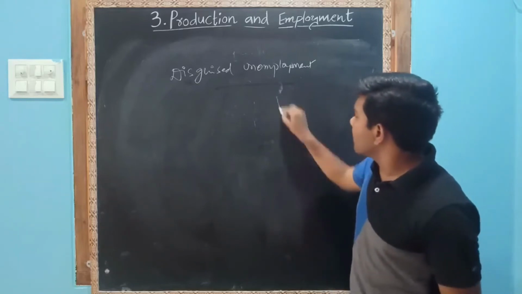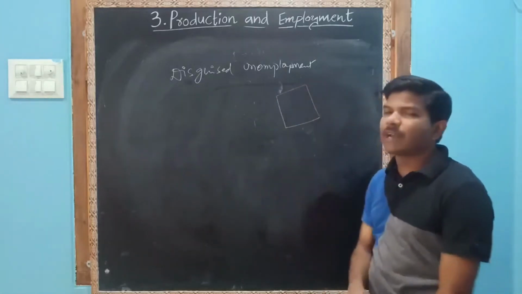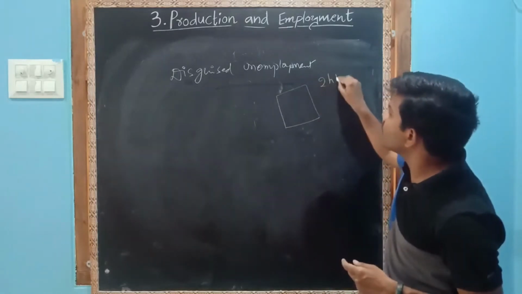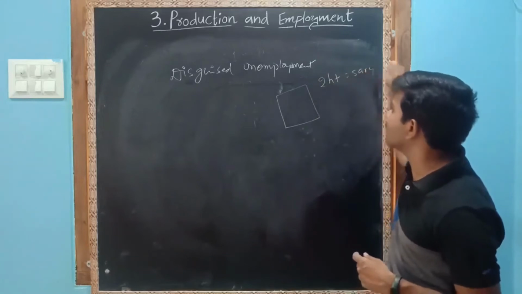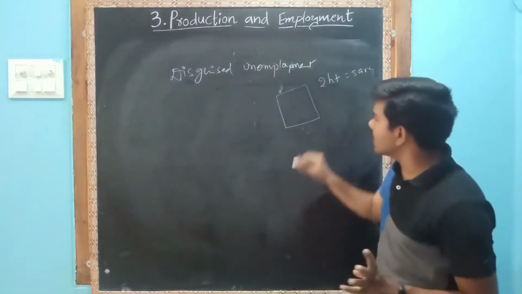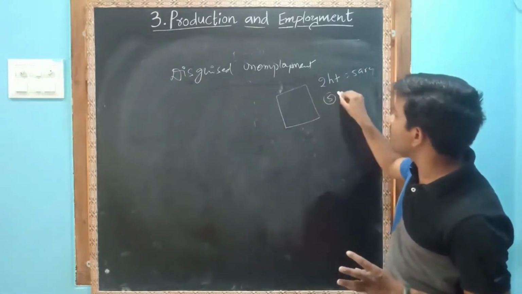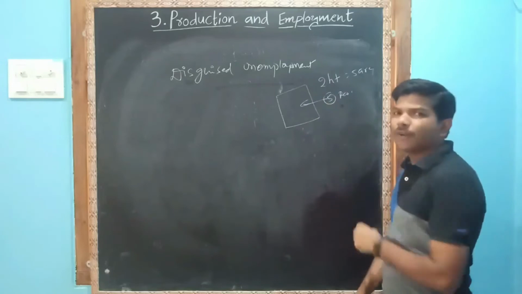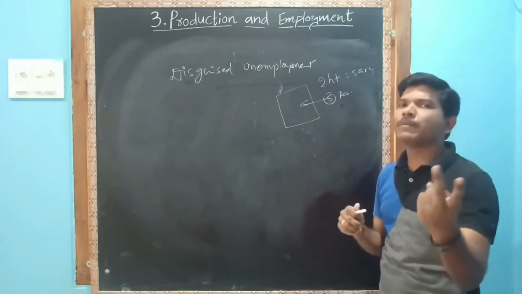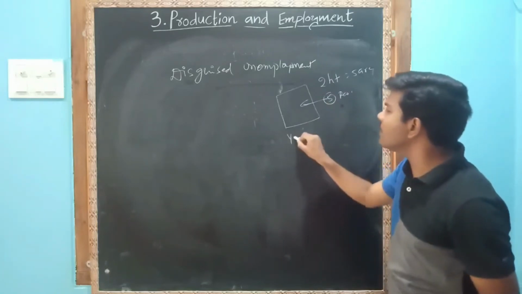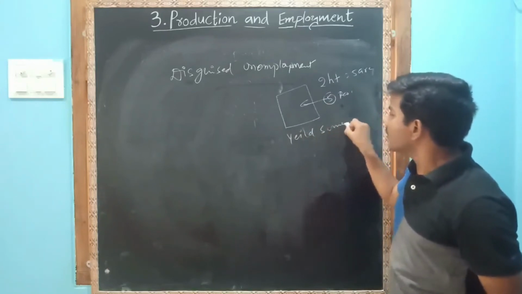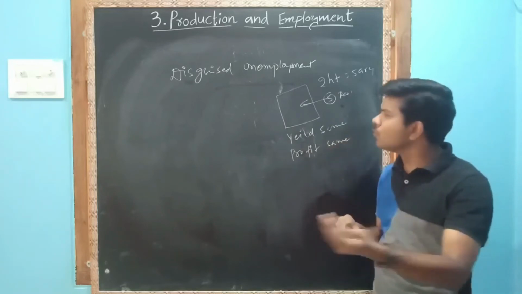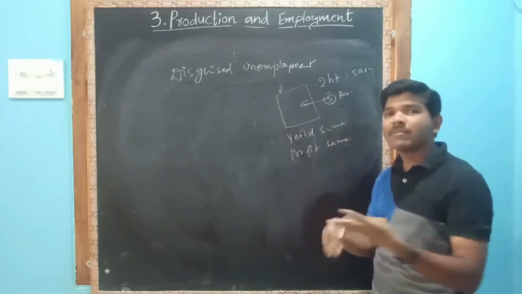Example. In our textbook they gave Gayatri, who had 2 hectares of land. 2 hectares is equal to 5 acres. There are 5 people in the family, so 5 people are working in the farm. Whether 2 people work or 3 people work, the yield will be the same. The profit will be the same. If 3 people or 5 people work, the land will give the same.